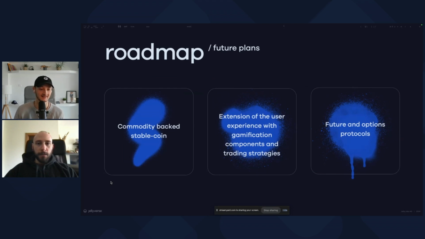So yeah, this is the roadmap for future plans. This is further down the road. A commodity-backed stablecoin is something that we are looking into. Of course, it's tricky with incorporating real-world assets into anything like that, but it's definitely something that is interesting. Then, extension of the user experience with gamification components and trading strategies.